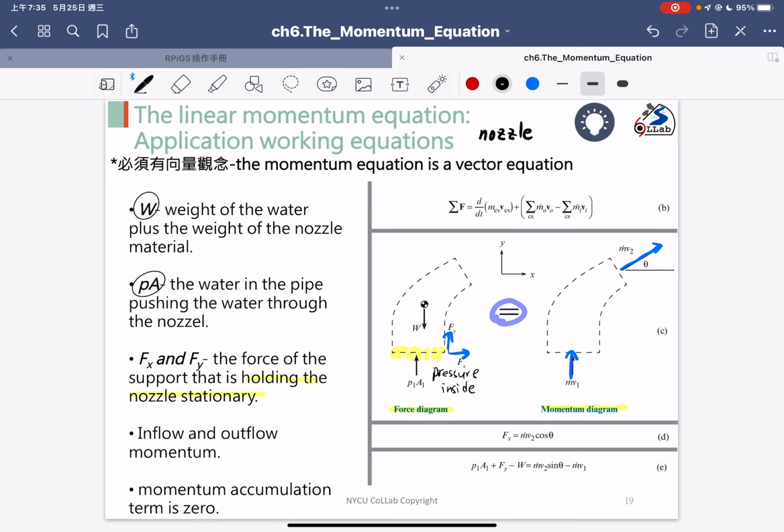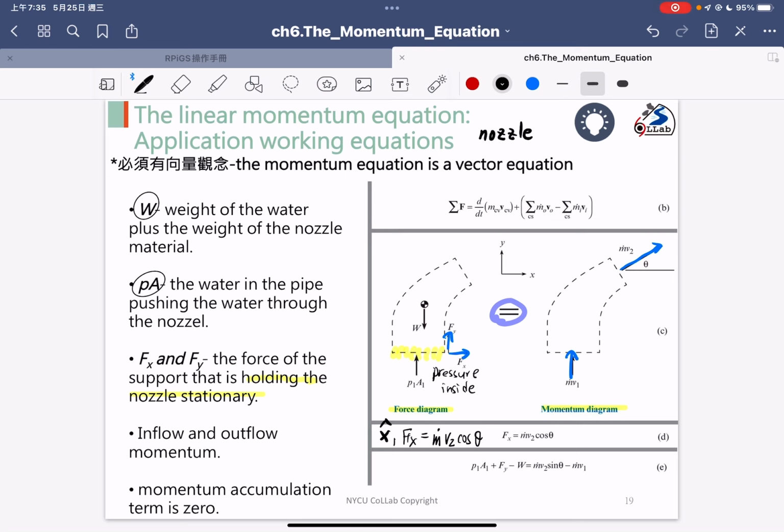So for the x direction, we have the Fx in here, okay? And the Fx will equal the right hand side, the momentum contributed by the outflow projected into the x direction. So we have the mass rate multiplied by the V2 vector projected into the x direction. And this is related to the outflow, so it is the positive momentum change.